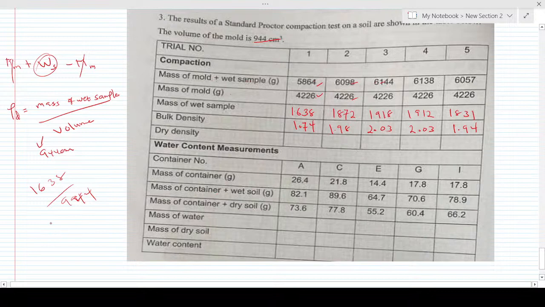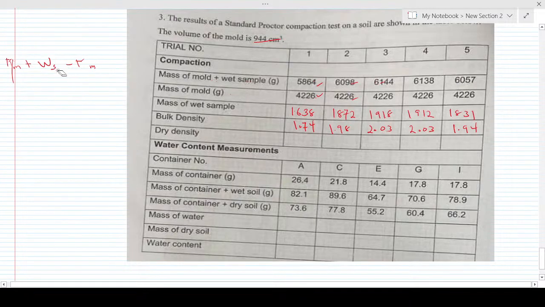You know that dry density is simply the bulk density over 1 plus water content. But you don't know your water content, right? So dry density is simply the bulk density over 1 plus water content. You've already found the bulk density here. You now need your water content. So we go to the second aspect of the table. Let's complete the second aspect of the table as well.